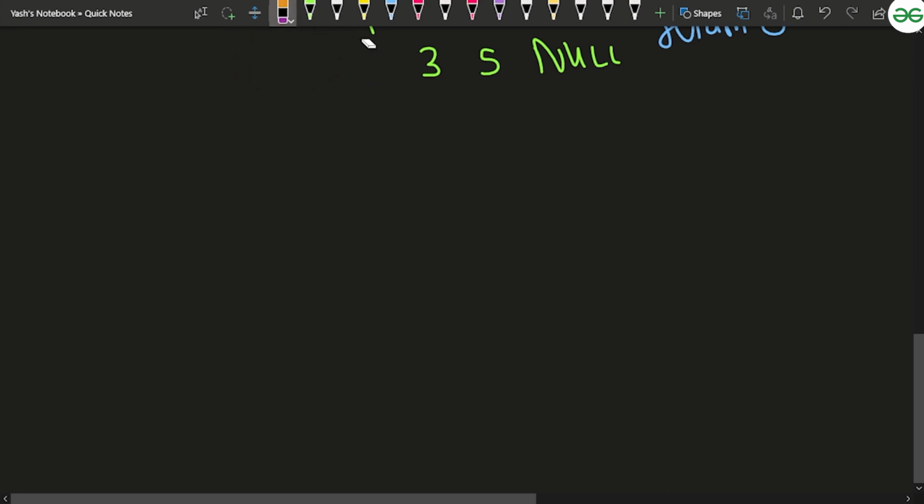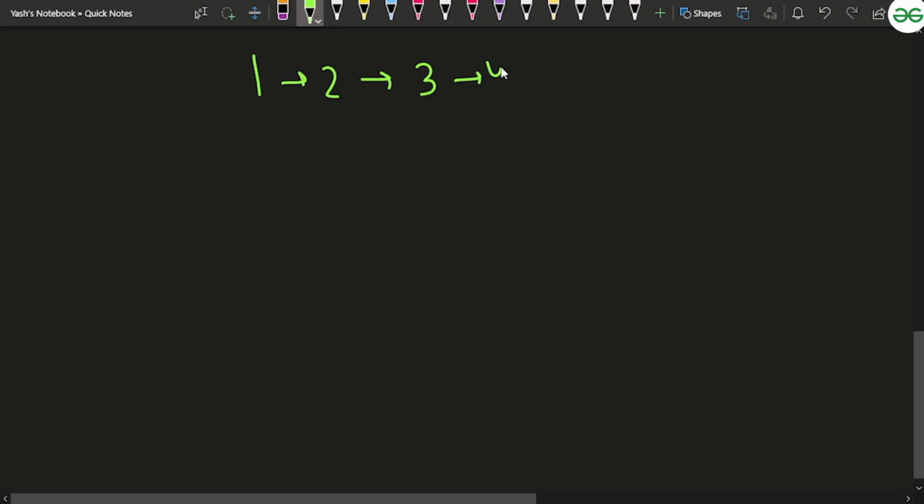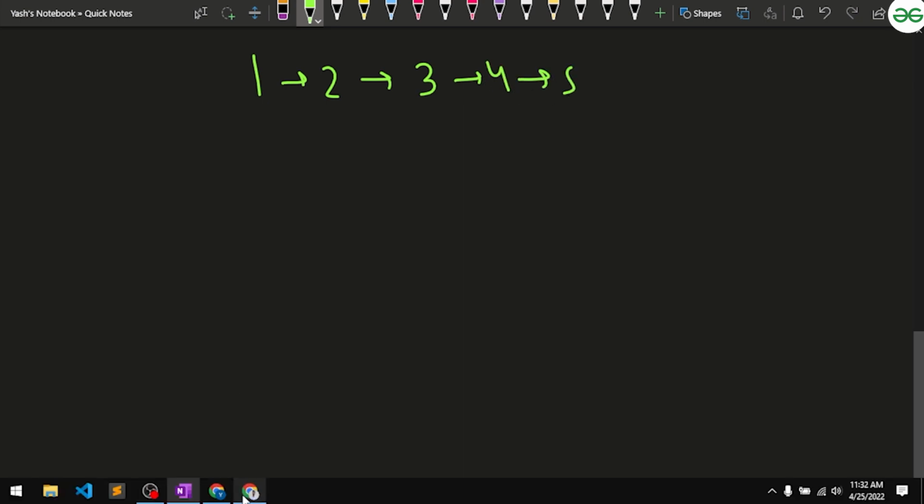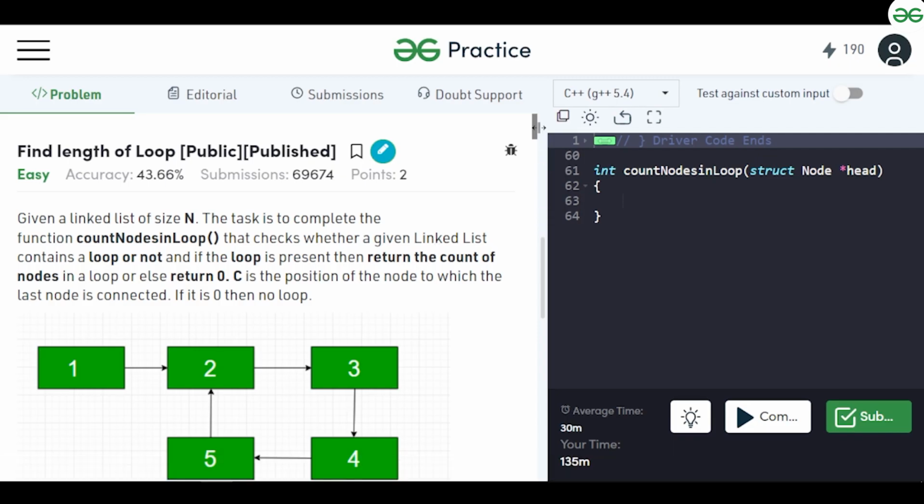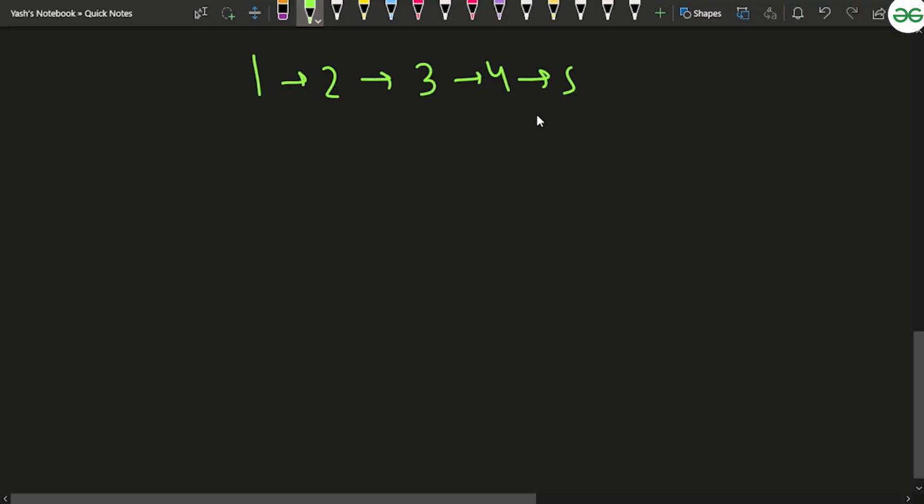But suppose that the loop exists, right? So in that case what can I say? So let's take an example for that as well. Let's say 1, then I have 2, then let's say I have 3, then I have 4, and I have 5, right? And let's take this example. So the example says that 5 is connected to 2, right? So let's connect these two guys, right?